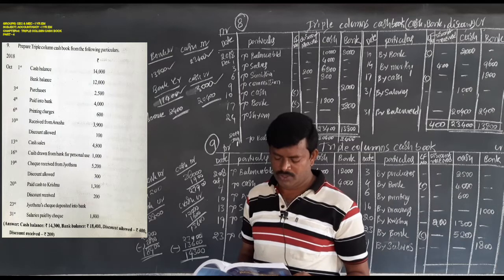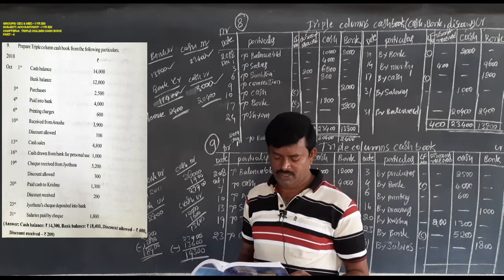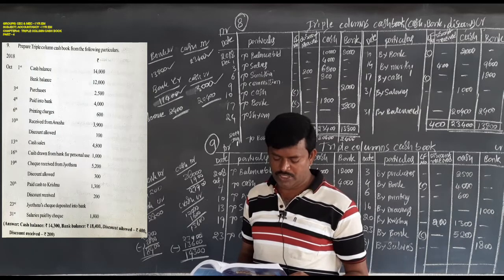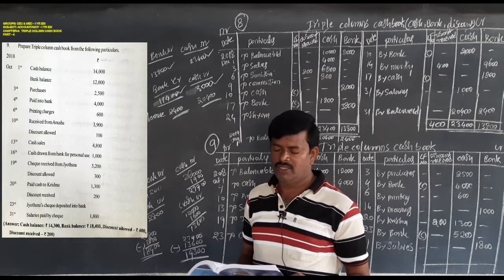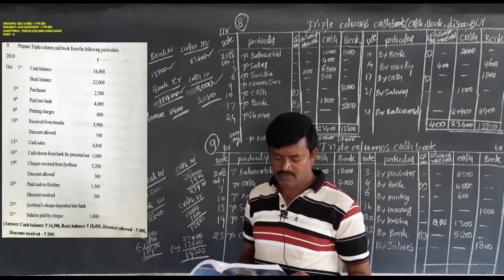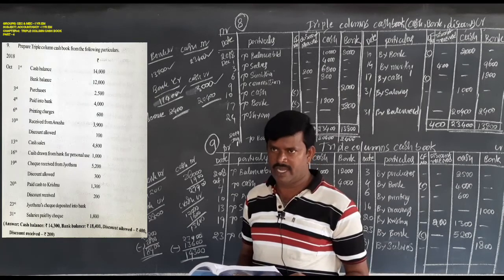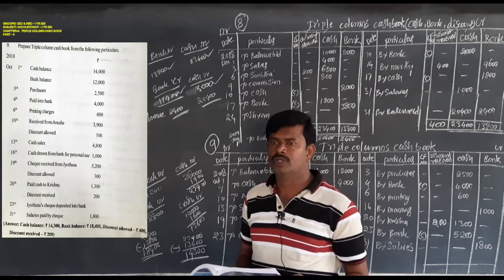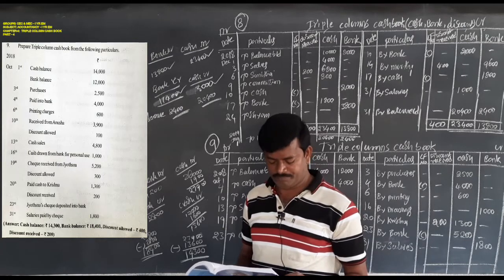Check received from Josna, 5,200 rupees. There is a link between the 19th transaction and the 23rd transaction. The check was received on the 19th day but deposited on the 23rd day. This is the way it is given in the problem. First, what are the transactions? Check received. The check received is treated as a cash receipt. It must be recorded on the debit side in the cash column. So 19th date, to Josna, amount will be in the cash column.